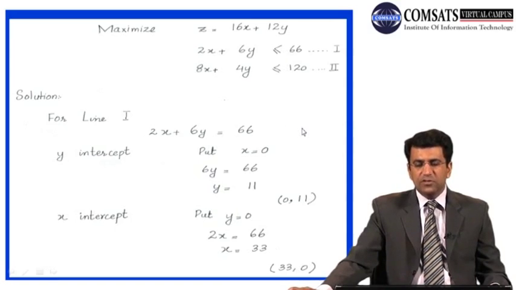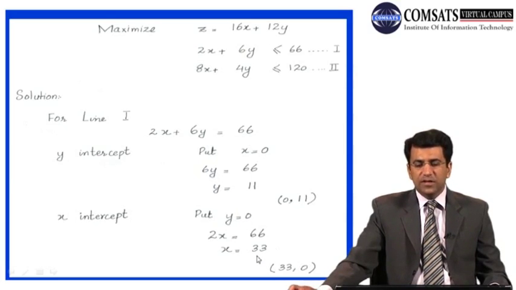Now let's solve these again in a similar method. We will first convert these inequalities to equations. This is the first inequality, 2x plus 6y, and we convert it into equation form, that is, equal to 66. Putting x equal to 0, we get y equal to 11. Putting y equal to 0 in this equation, we get the value of x equal to 33.